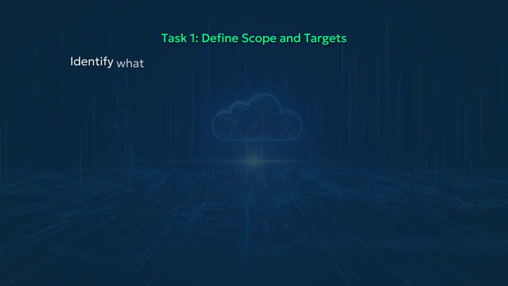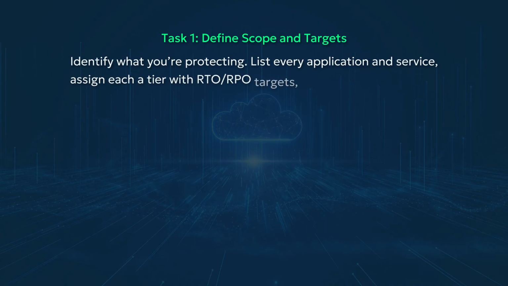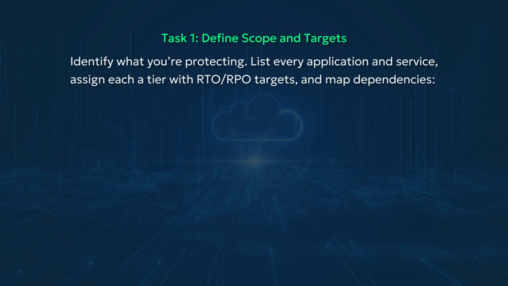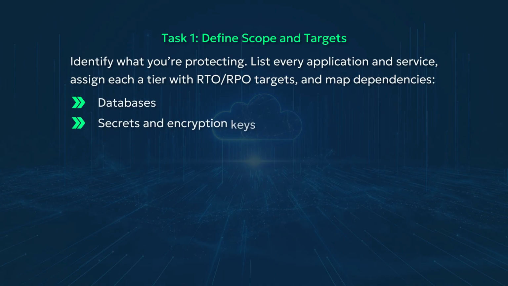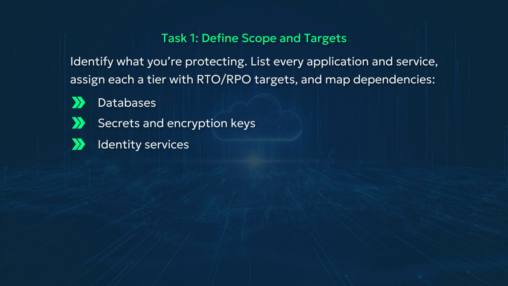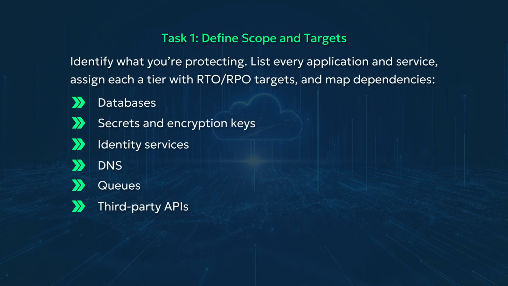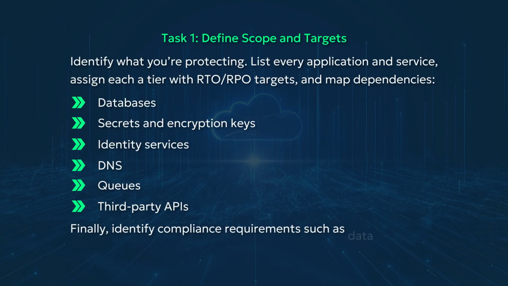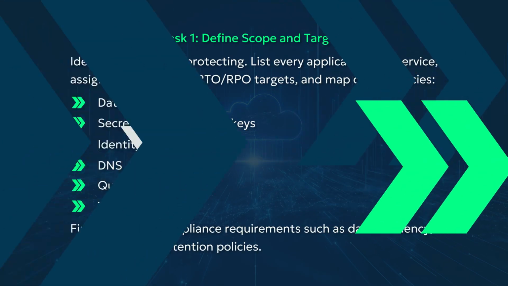First, know what you're protecting. List every application and service. Assign each one a tier with RTO and RPO targets. Then map the dependencies: databases, secrets and encryption keys, identity services, DNS, queues, third-party APIs. Finally, identify compliance requirements such as data residency, encryption, and retention policies.